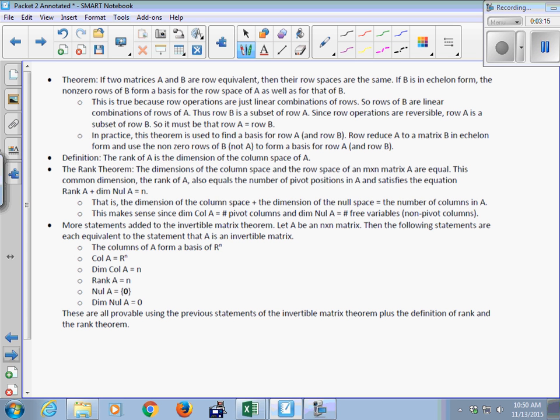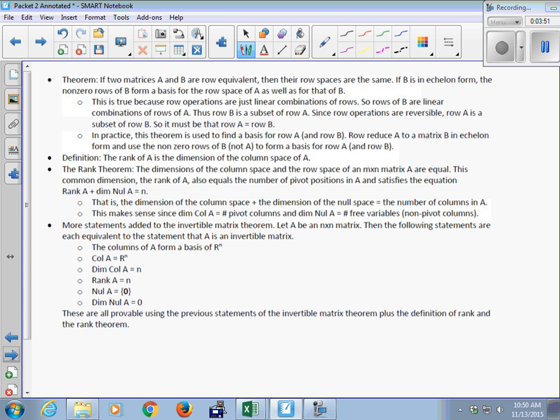We've got a theorem that if two matrices A and B are row equivalent, then their row spaces are the same. So if B is an echelon form, the non-zero rows of B form a basis for the row space of A, and they form a basis for the row space of B. In practice, this theorem is used to find a basis for the row space of A. You row reduce A to a matrix B in echelon form, and use the non-zero rows of B to form a basis for row A.